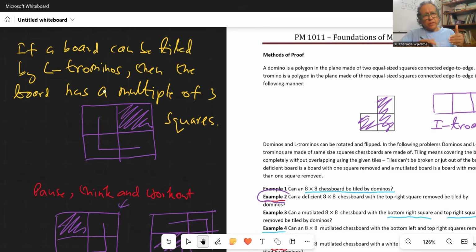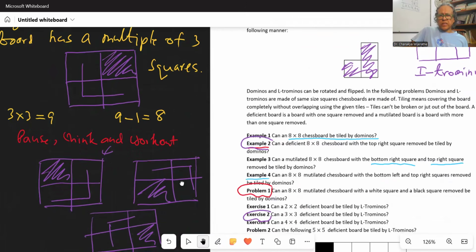That means that the number of squares is not divisible by three, then the board can't be tiled by L-trominoes, right? Now, if you take a deficient 3 by 3 board, a 3 by 3 board has 9 squares, deficient means 1 square is removed, so it has 9 minus 1, 8 squares. And it is not divisible by 3, therefore it cannot be tiled by L-trominoes. Okay, right. So what's the next task?